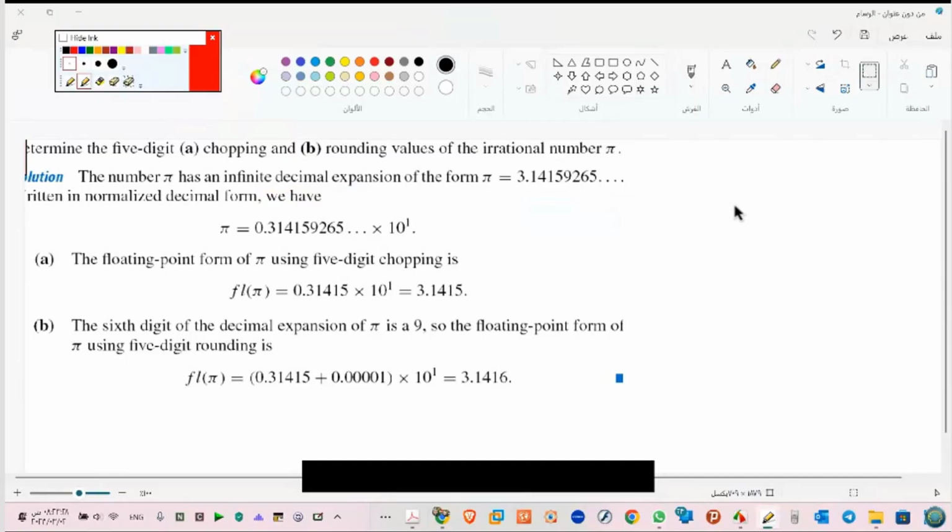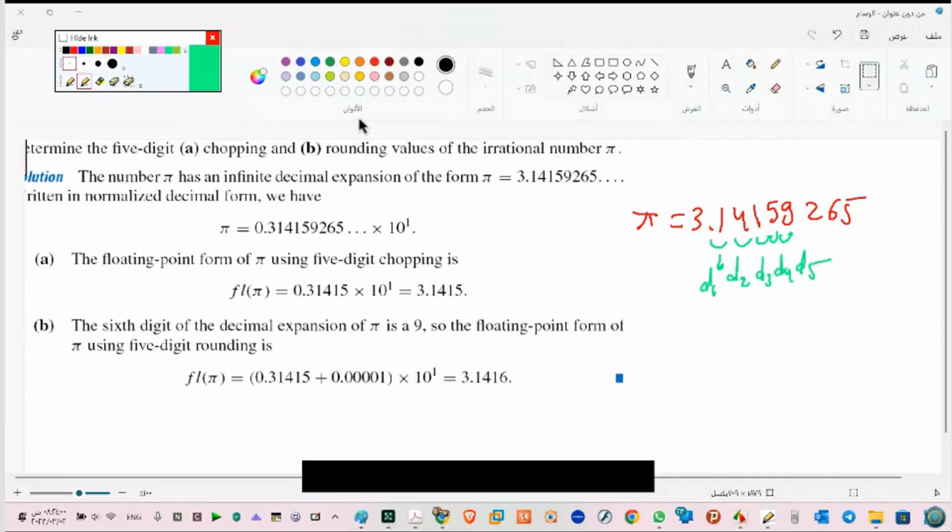Now the question is, how many digits? I will write pi again. Pi is 3.14159265. How many digits? Each one is called a digit: digit 1, digit 2, digit 3, digit 4, digit 5. So this is what we saw before about the floating number method, the normalized floating number. How can we write this?